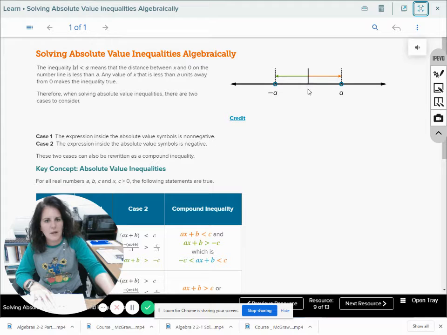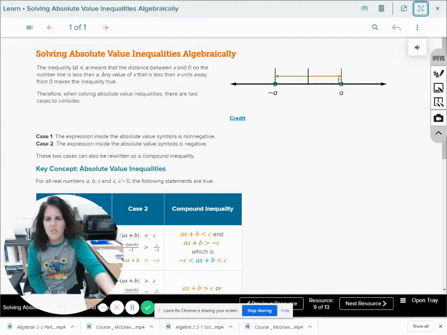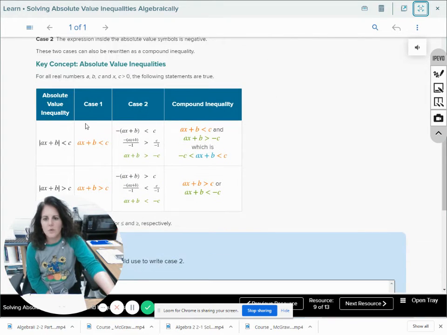So thinking about it this way, here is 0, and this is our value. It's so many units on this side of 0, and it's so many units on that side of 0. So when I think about it, there's two cases. There's the expression inside the absolute value where it's not negative, and of course, there's the expression inside where it is negative. So we've got to look at both cases still yet with inequalities.